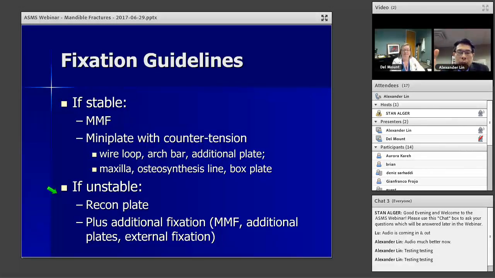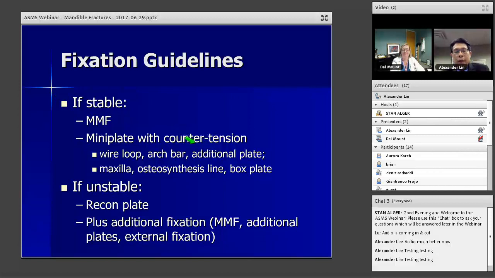Dr. Mount showed us the different ways both load-bearing and load-sharing can allow stable fixation so that the bones can heal in 4 to 6 weeks. So one way to think about it is in the upper case, if they're stable, the fracture is relatively stable, you have multiple ways of keeping it there. It could be as simple as MMF, and then it'll stay because it's a stable fracture, it's in place. Or you can have a relatively weak mini plate that needs a countertension.